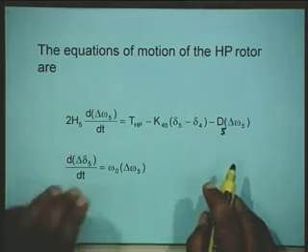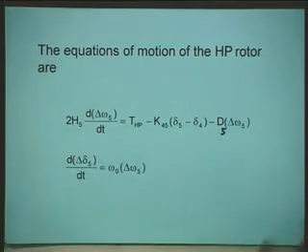Now, for this 5 mass turbine generator shaft, we have written 10 first order differential equations. These differential equations are non-linear. The equations are non-linear because the air gap torque Te is non-linearly related to the angular positions of the generator.